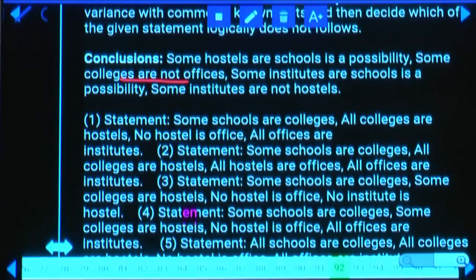Then coming to the next one. What is the next conclusion here? The next negative conclusion is some institutes are not hostels. Now no hostel is an office. Hostel will remain as it is. Now office should go and institute should come. The statement between office and institute: all offices are institutes. If you combine these two, then we can derive this conclusion as well. So these two were done.